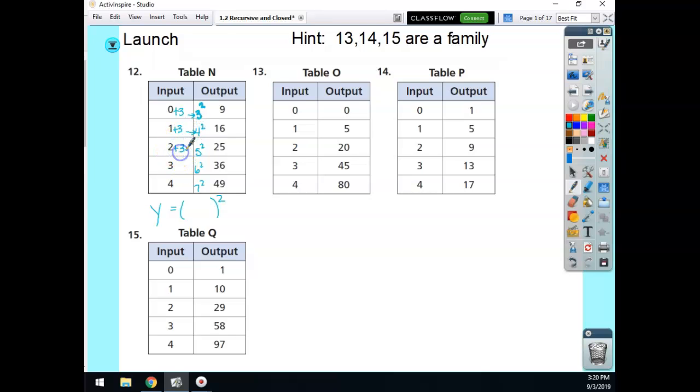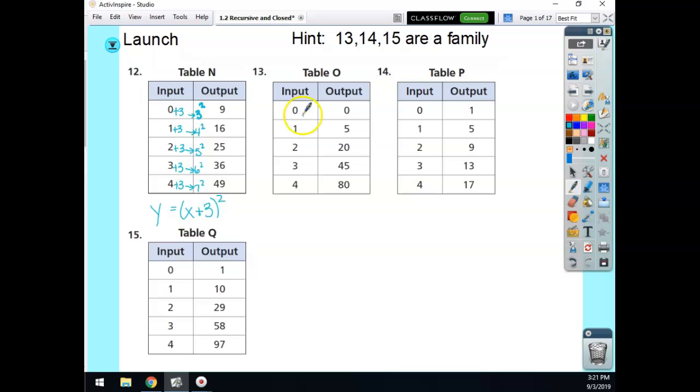So what I'm doing is I'm just taking the input, which we usually call our x value, and I'm adding 3 to it every time. And then I'm taking that whole value, not just the x and not just the 3, but that whole value, that sum, and I'm squaring that. So if I take 0 plus 3, I do 3 squared, and that gives me 9. So 1 plus 3 is 4, 4 squared is 16, so on and so forth. So this rule is the same for each row in my input-output table.